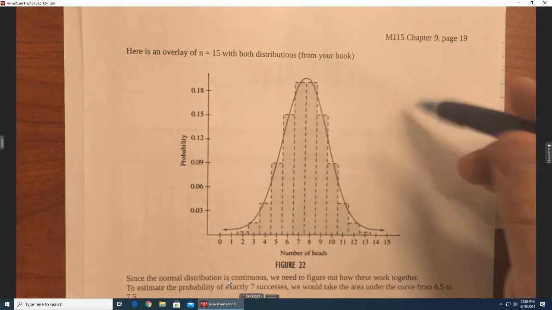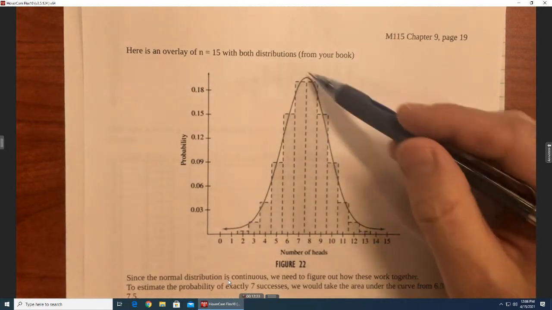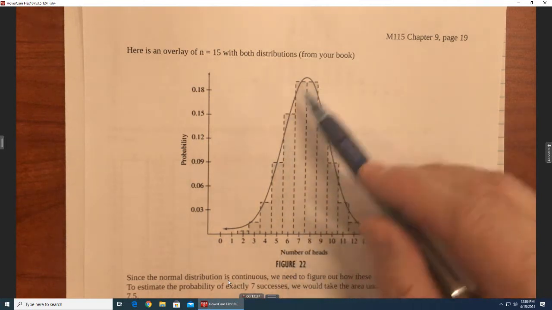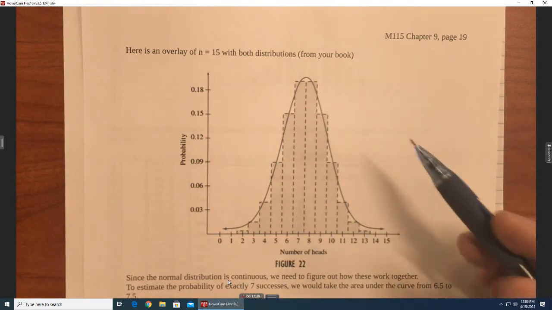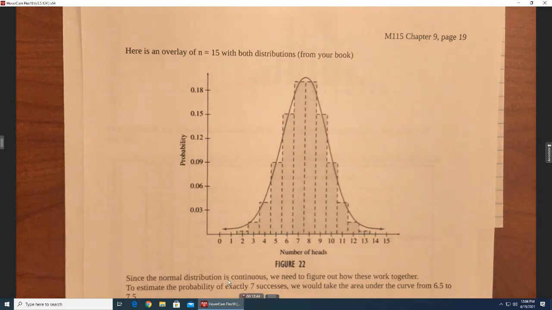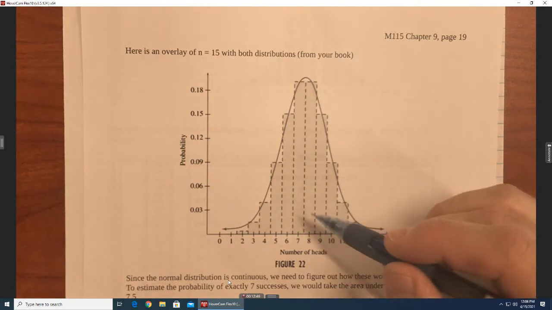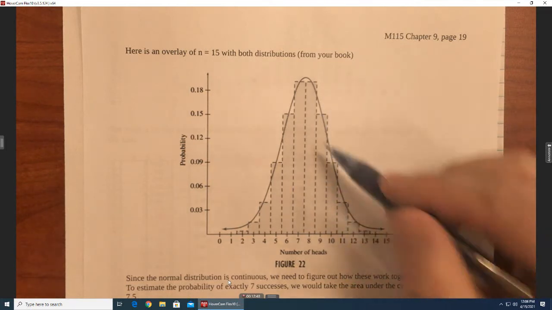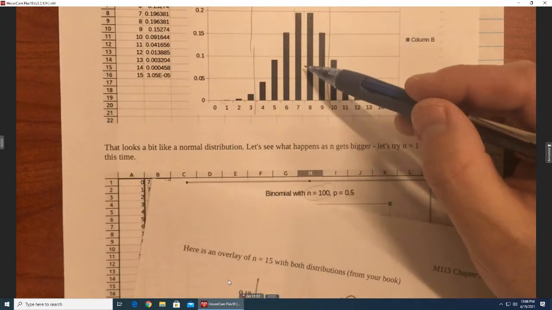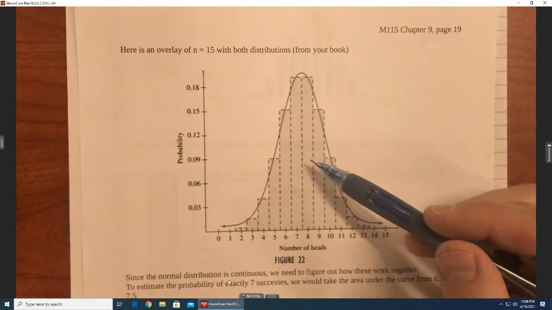Here I have an example of the normal distribution superimposed over this n equals 15. This is actually a chart I just pulled straight from the book. And you can see they actually do look substantially similar. Here's our normal distribution, and the boxes, these are the binomial. These are the exact numbers from the binomial distribution.